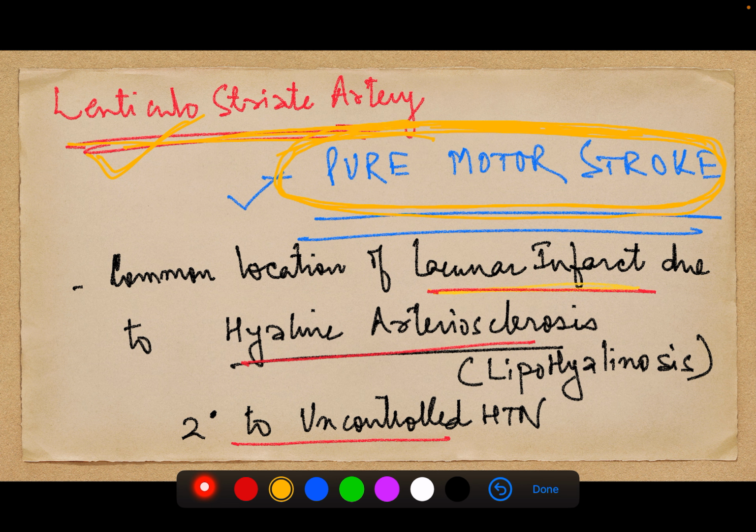There might be a history presentation, like a person who is having chronic hypertension which is unmanaged or uncontrolled. The patient is not on any antihypertensive medications. So definitely it will result into the lacunar infarct in this particular area due to hyaline arteriosclerosis. That is also known as lipohyalinosis. So for the question, a chronic hypertensive patient who is not regularly taking antihypertensive medication presents to the emergency ward with one half of the body paralysis, you should pinpoint your diagnosis as lenticulostriate artery.